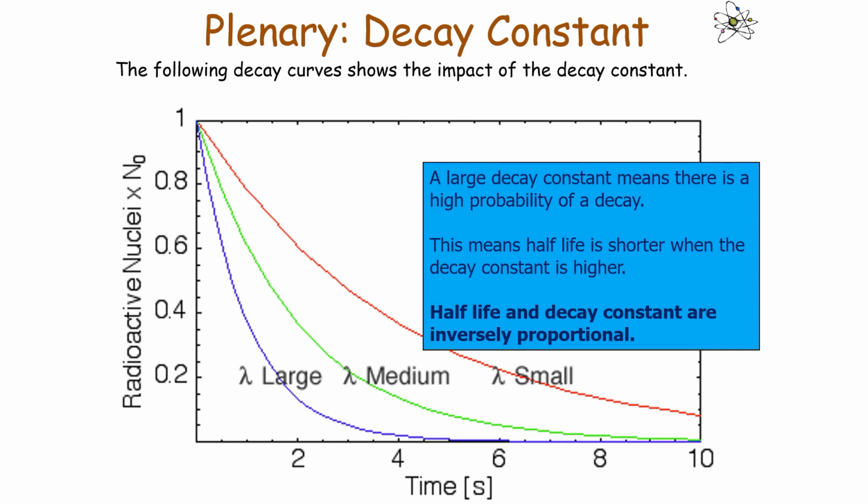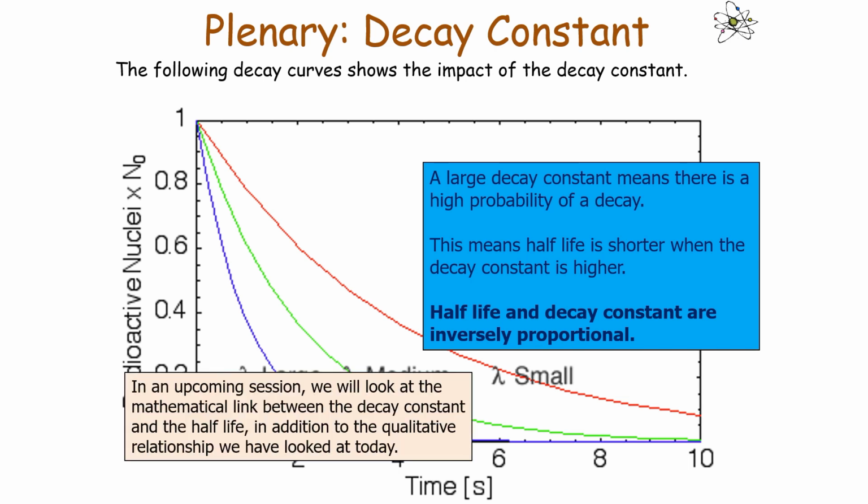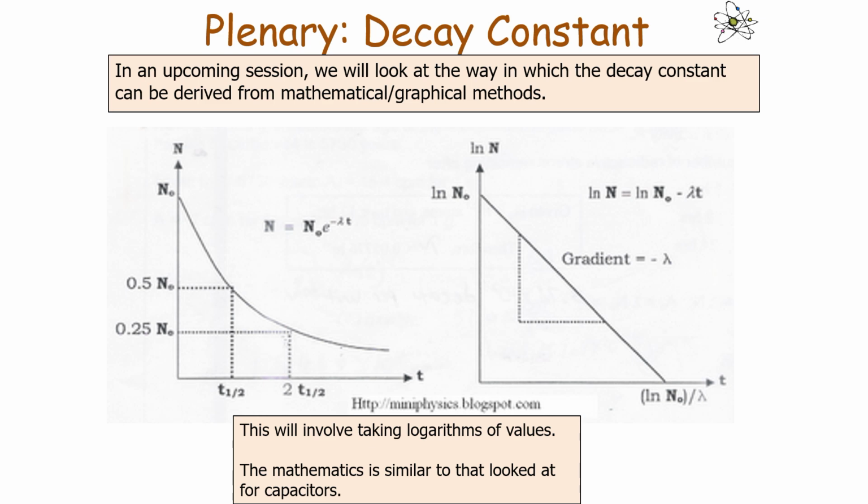Whilst the blue line shows a large decay constant and means there's a high probability of decay. So this means that the half-life is shorter when the decay constant is higher. This makes sense because there's a greater chance of decaying, so they'll decay more rapidly, so our half-life takes up a shorter time. Now the half-life and the decay constant are inversely proportional. In an upcoming session, we'll look at the mathematical link between the decay constant and the half-life, in addition to the qualitative relationship we've just covered. We'll also look at ways in which the decay constant can be derived by mathematical or graphical methods. This will involve taking logarithms of values, which was similar to when we looked at this idea in capacitors.